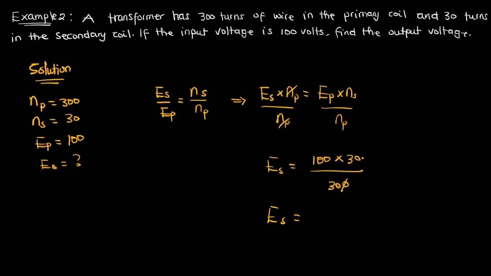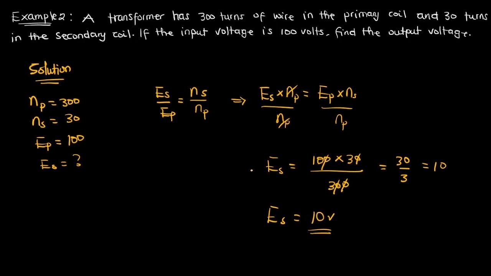So the 0 here will cancel the 0 here. The second one will cancel this over here. So I have 10 multiplied by 3 at the top. That will give me 30. Then I have 3 at the bottom here. So this is equal to what? 30 divided by 3 is 10. So 10 volts is my answer.